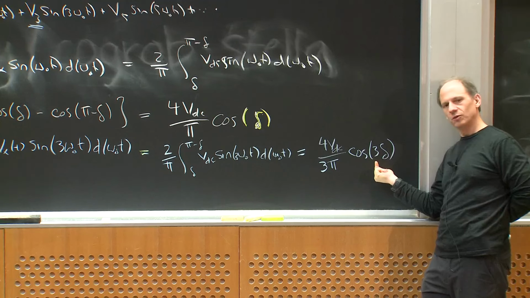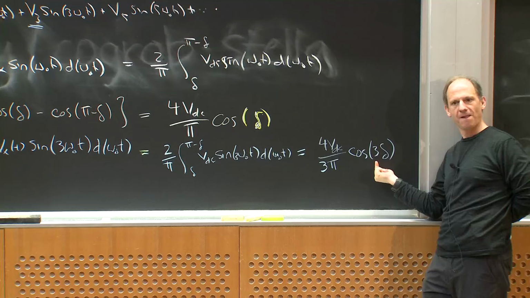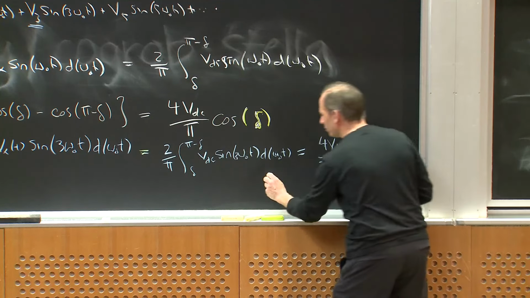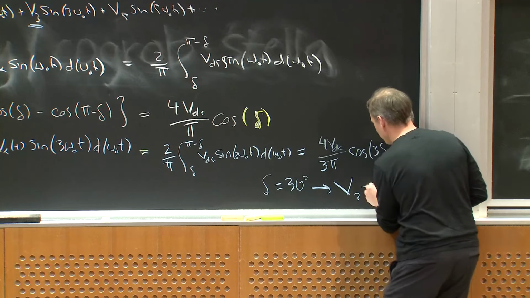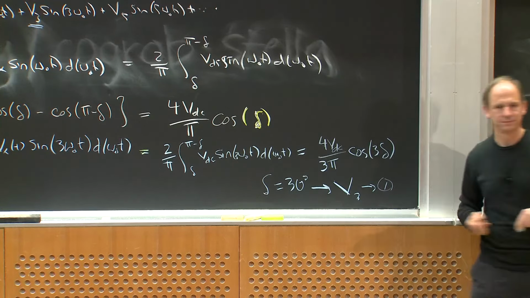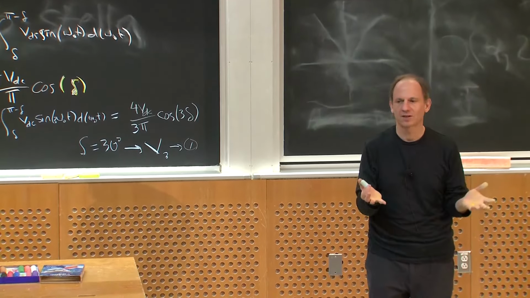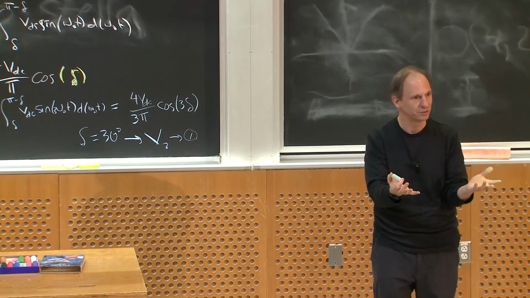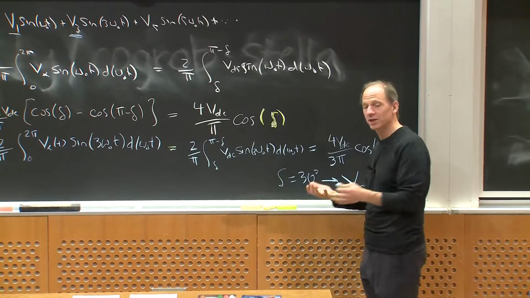Well, if delta was 30 degrees or pi over 6, what would be the cosine of 3 delta? What's the cosine of 90 degrees? Zip, right? So if I pick delta equal to 30 degrees, V3 goes to 0. That's kind of nice, right? Why is that nice? I'm trying to make something that looks like a sine wave and limit the harmonic content so that I can filter it. By picking delta as 30 degrees, I can make V3 go to 0.